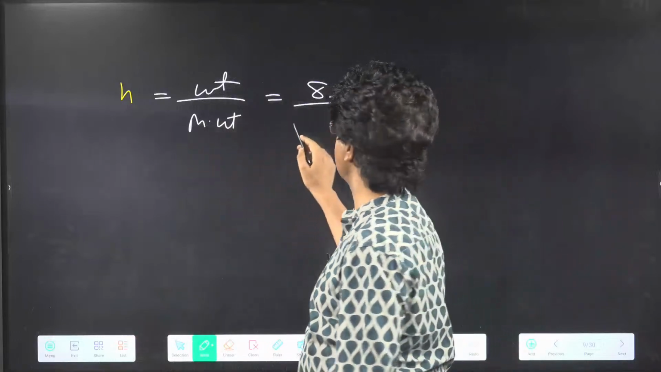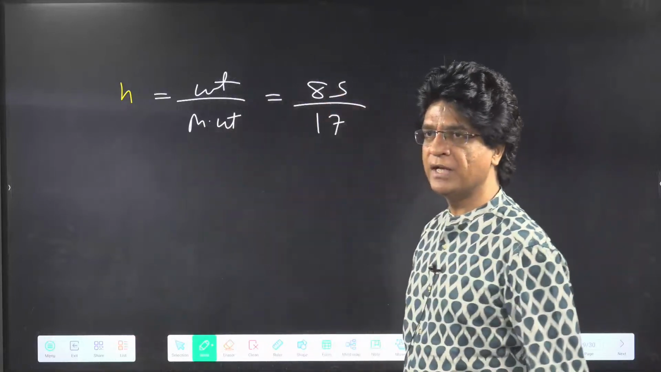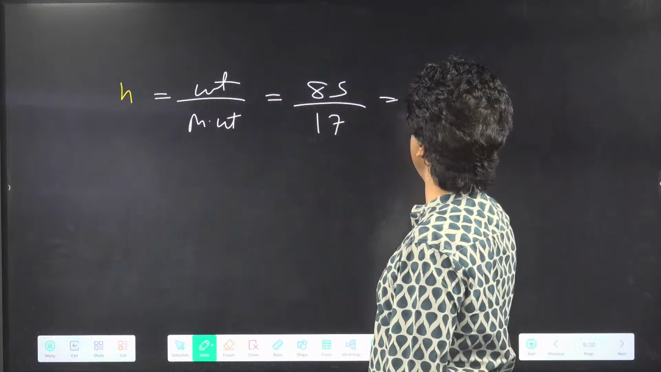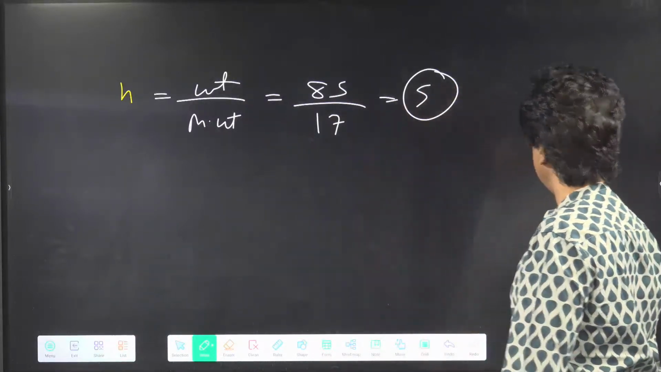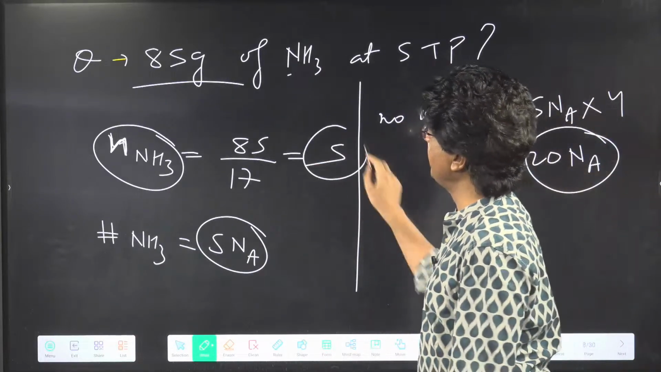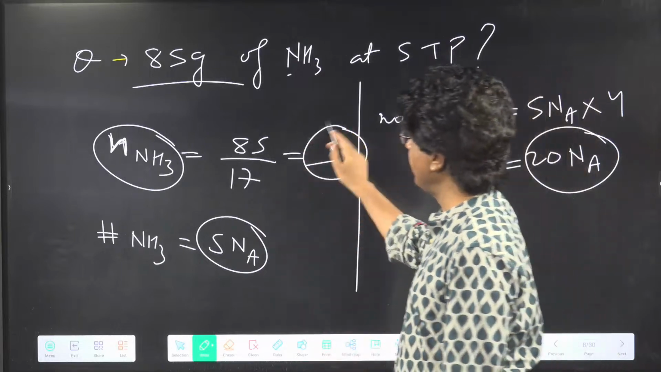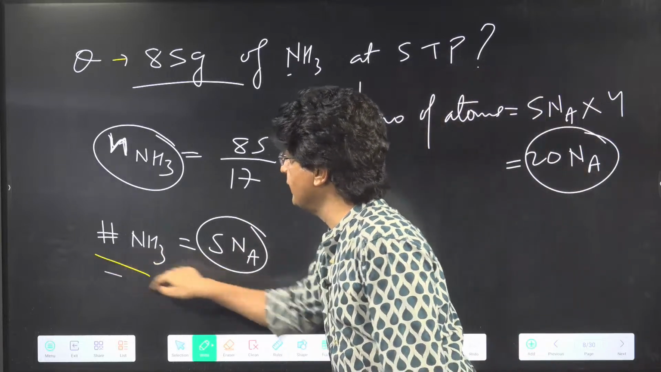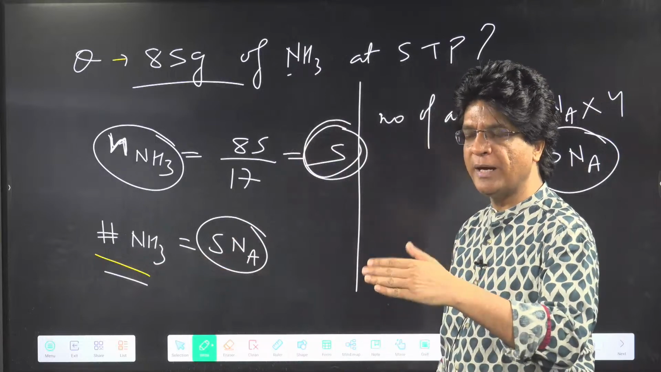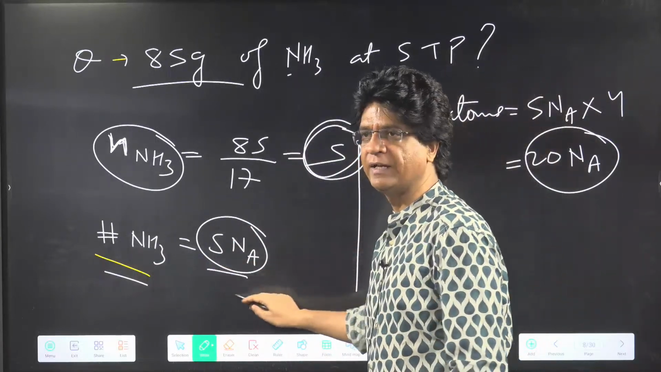It is 17, huh? 17. So 17 5s are 85. So we'll be having 5. Once you get this, you are having 5 moles. So 5 moles means how many molecules? Multiply moles by Avogadro's number. It will be 5Na.